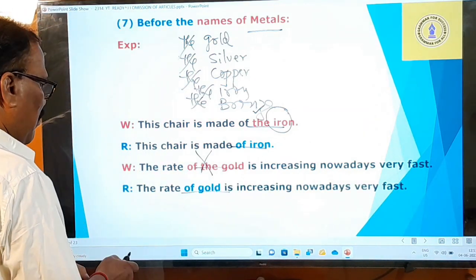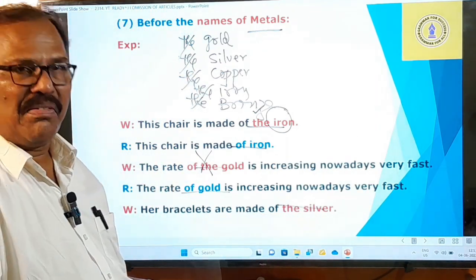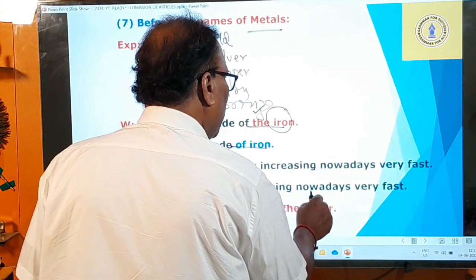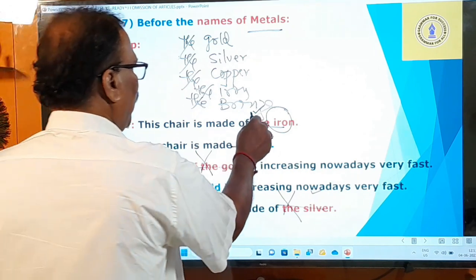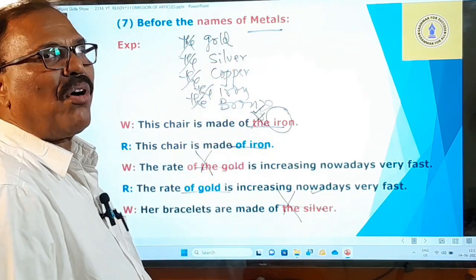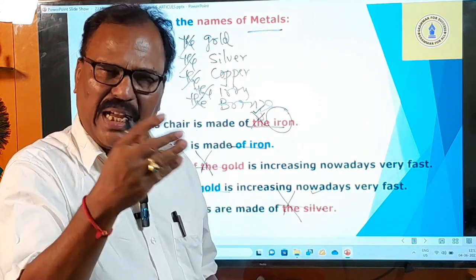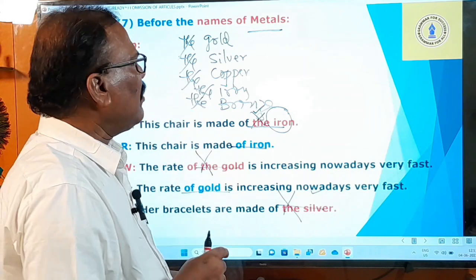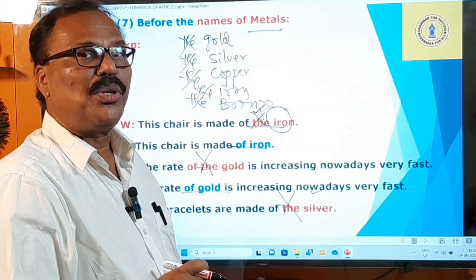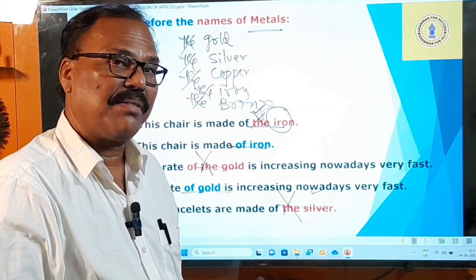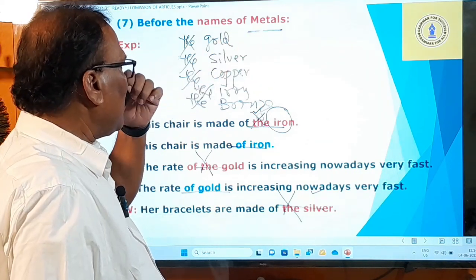And one more example here I would like to give you. Her bracelets are made of the silver. They are made of the silver, right? And here, silver is a metal, and before that an article is used. So we should not use any article, right? So before the names of metals, we should not use any article. A or an or the, any article should not be used. And one important thing is there. But if there is a thing made of these metals, you can use either a or an or the. Remember very clearly, before the names of metals, you should not use any article.